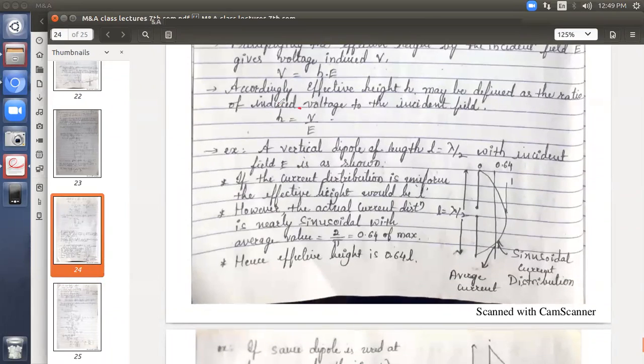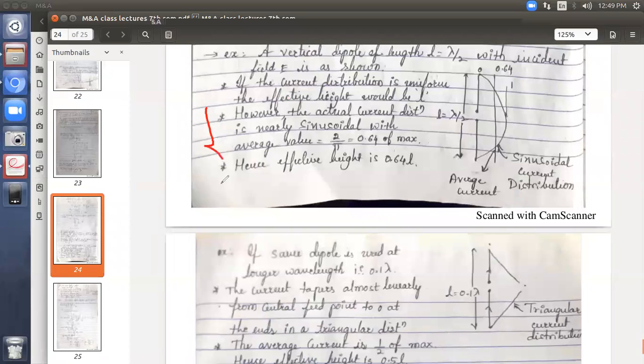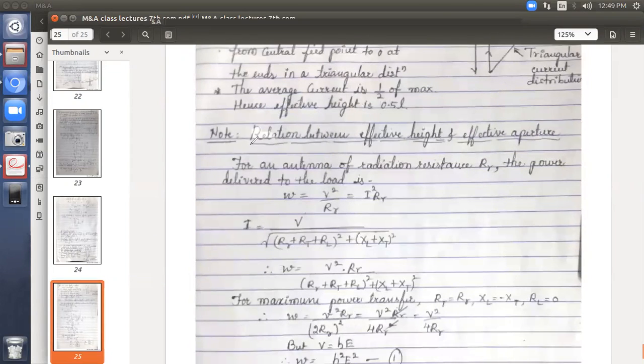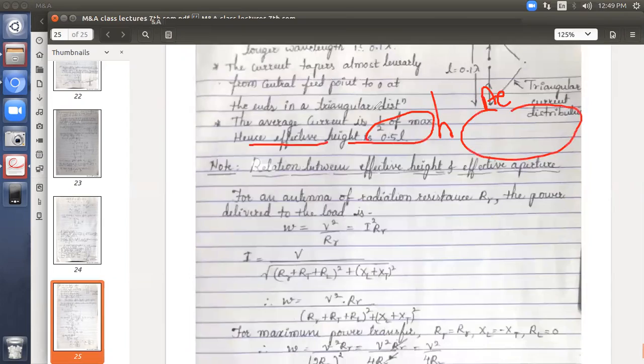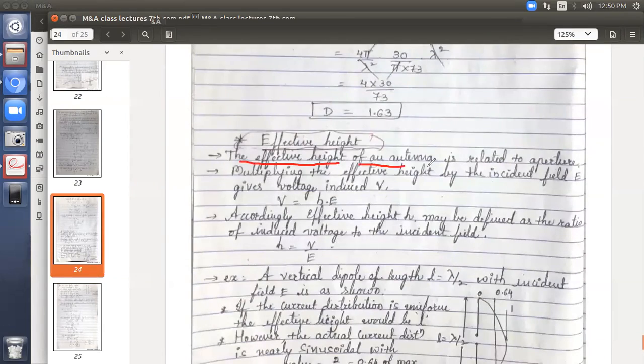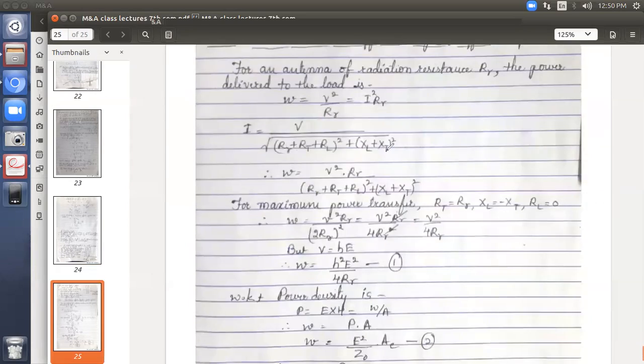Generally the equation is simple, h equals v divided by e, but however if you take two examples, the effective height for these two examples appears to be lesser than the actual height. As a note I have written here something, check it. Relation between effective height h and aperture AE. Yes, because the first line what I started, the effective height is related to aperture. Okay. Let's try to prove how it is related to the aperture.